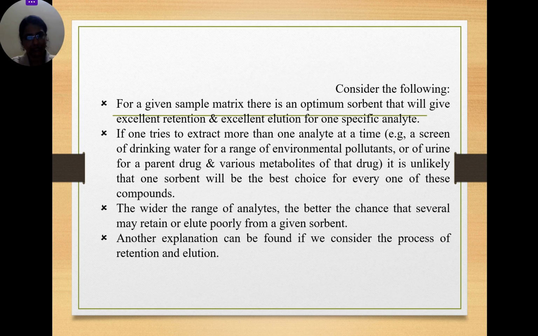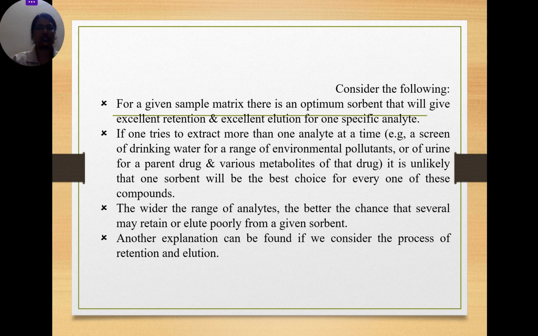And next, if we try to extract more than one analyte at a time, for example, they have given drinking water with a range of environmental pollutants, one sorbent will be best and another may not be suitable for the extraction. That is another problem. With a wide range of analytes, the elution will become poor because of the wider range of analytes available in the sample. That is another problem.